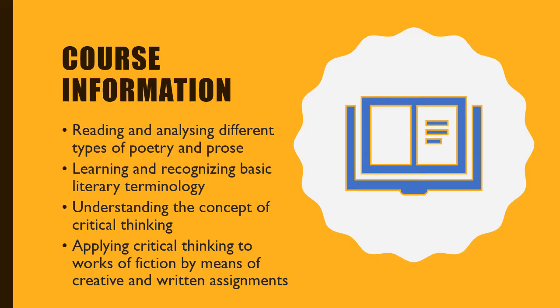Now about the course itself, during Culture and Literature 1.2, we will be reading and analyzing different types of poetry and prose. In order to successfully work your way through the materials, you will need to learn basic literary terminology that you can also recognize in the works that we will read. You will train your critical thinking abilities and apply that concept to the works of fiction by means of creative and written assignments. What this means is that whenever we discuss a literary work, you will not be asked to give summaries of chapters like you probably did in secondary school, but instead you will have to look beyond the written word and study and analyze the choices that were made by the authors.